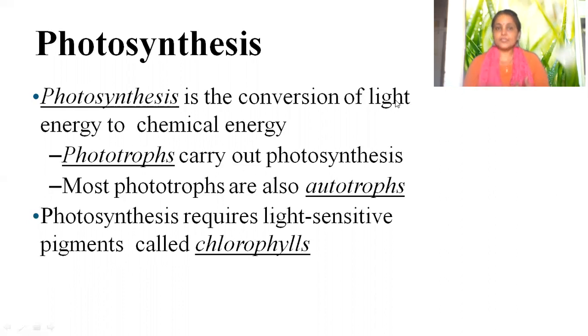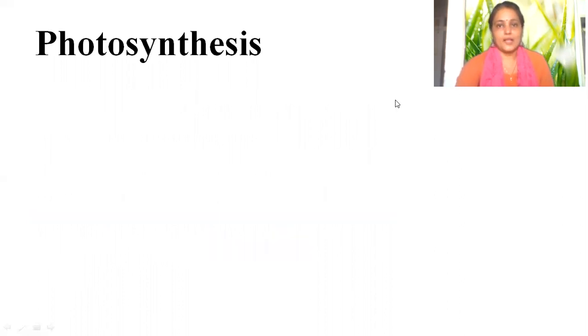This particular group of organisms that follow photosynthesis are known as phototrophs. Most of the phototrophs are autotrophs because they utilize carbon dioxide as their main carbon source. Now this photosynthesis is also divided into two types: one is known as oxygenic photosynthesis, and the second is known as anoxygenic photosynthesis.